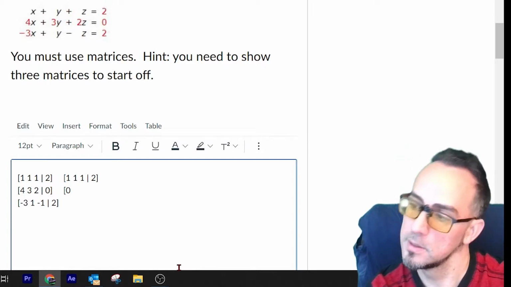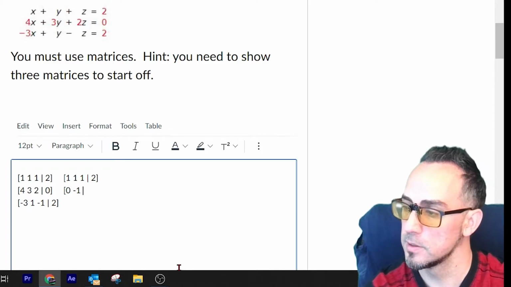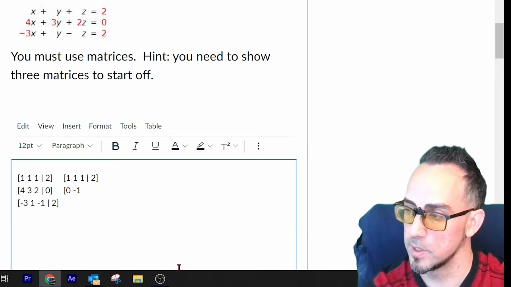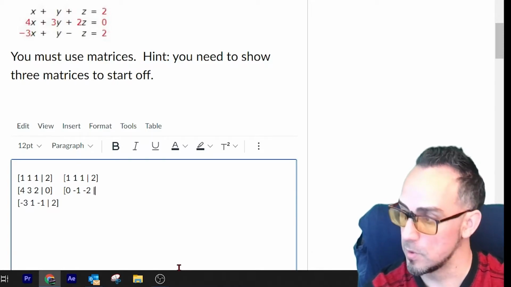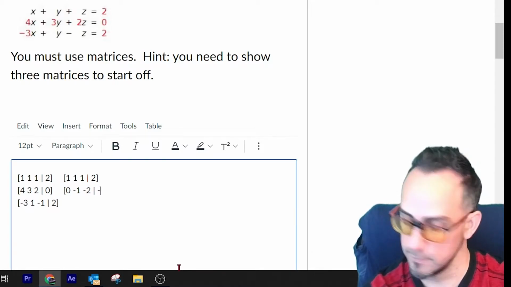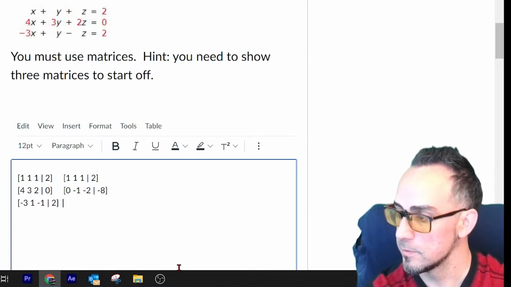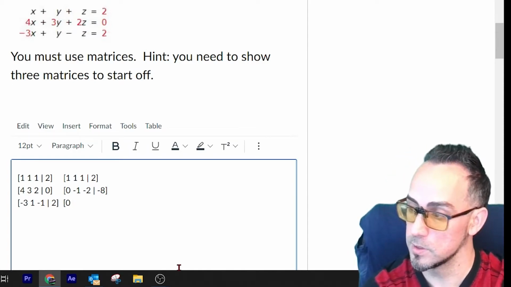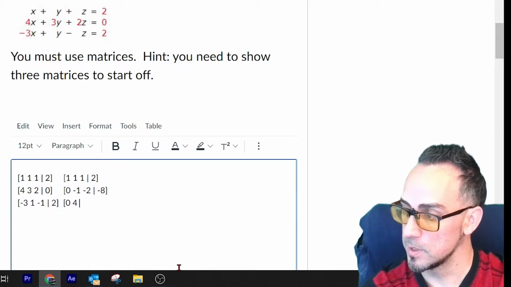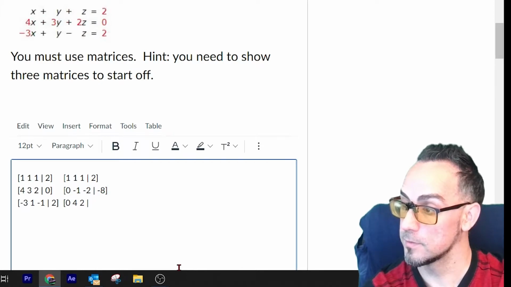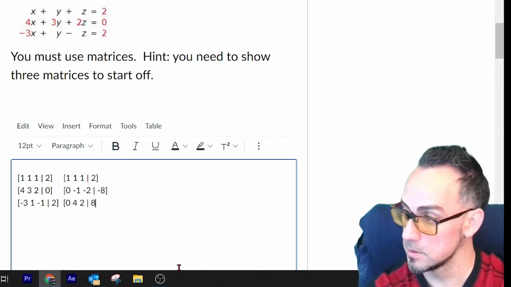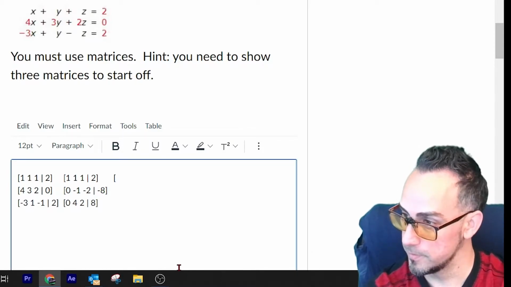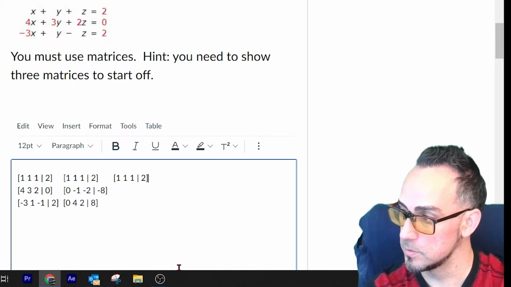Negative 4 times 1 is negative 4, plus 3 is negative 1, but you would do this on the side. So negative 4 and 2 is negative 2. Vertical bar, negative 4 times 2 is negative 8, so negative 8 and 0 is negative 8. For this one, I'm going to do positive 3 times 1 to get my 0. 3 and 1 is 4. 3 and negative 1 is 2. Vertical bar. 3 times 2 is 6, plus 2 is 8. So that's my second matrix. Now I'll go to my third matrix: 1, 1, 1, vertical bar 2.